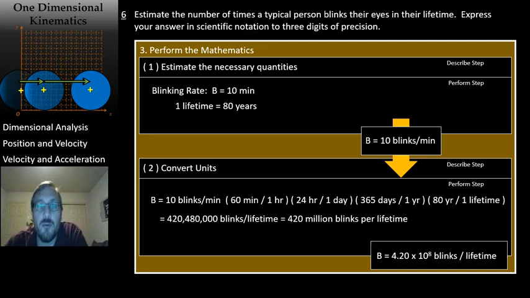So that's how you go through and report all this when you're solving one of these problems, all right? Thank you very much.